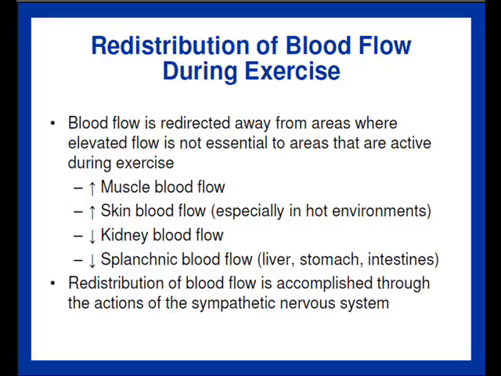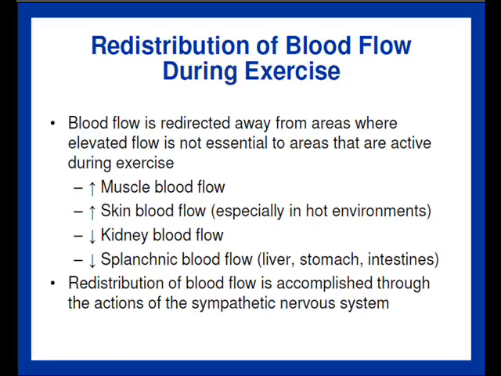Redistribution of blood flow during exercise. Important, blood flow is redirected from areas where it's not essential, like the gut, for instance. And where is it going? It's going primarily to skeletal muscle during exercise. So, during exercise, we see an increase in muscle blood flow. We see an increase in skin blood flow, primarily in hot environments. That's important because we need to offload heat. We're going to talk about that again down the road.